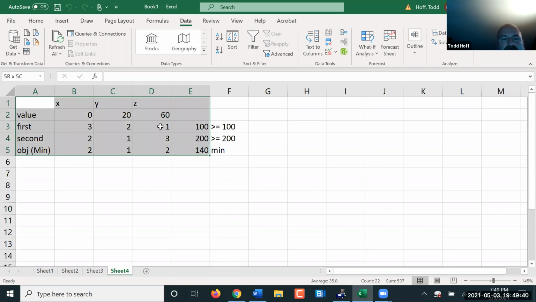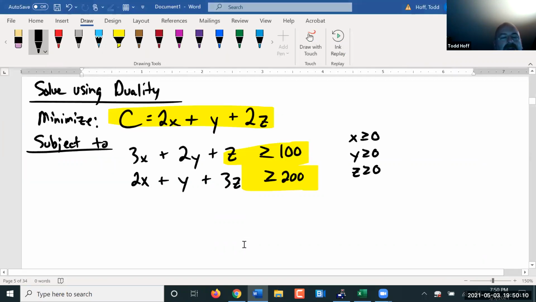If you get good at typing these formulas in, the key is you just put in the coefficients here. You'll leave a blank row here for the variables, and then these are the formulas for those coefficients. And so this is actually your first constraint, second constraint, and your objective function. This is just values that are the coefficients of each of those variables that you use to set up those equations here. Well, let's go back now to Word and look at solving this with duality.